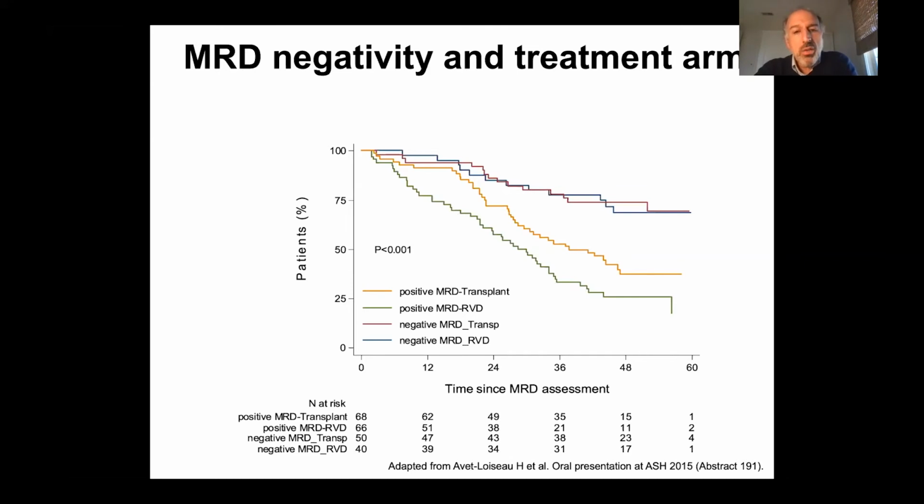Now, if you look at the other 2 curves, the patients that remained MRD positive, the transplant arm did better than the chemotherapy arm alone. So the way I interpret this data is that transplant clearly has a higher likelihood of achieving a deeper overall response rate. I think this has been shown by the fact that there's a higher MRD negativity, there's a higher complete response rate, and there's even an improved progression-free survival rate.